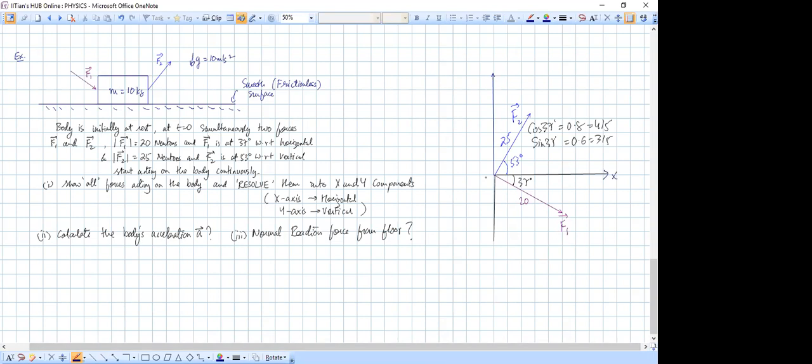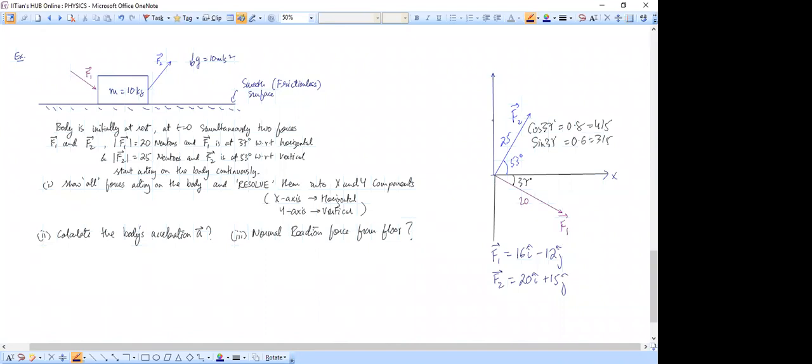So if you write these forces in component form, F1 is going to be 16 i cap minus 12 j cap, and F2 is going to be 20 i cap plus 15 j cap. Okay, so just use this resolution of vector that I've done on the side as a guideline of how to solve the problem.